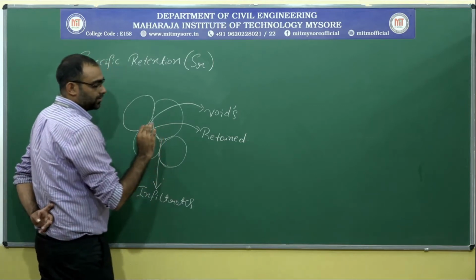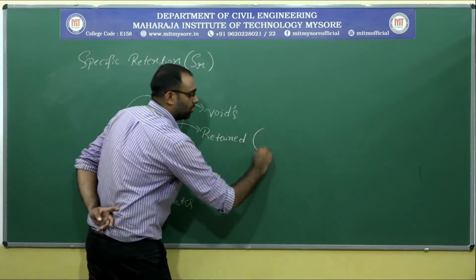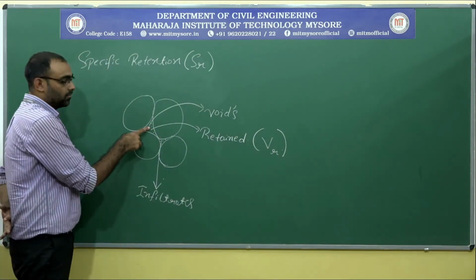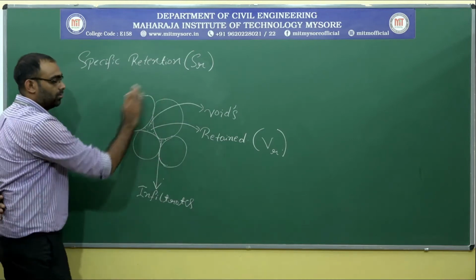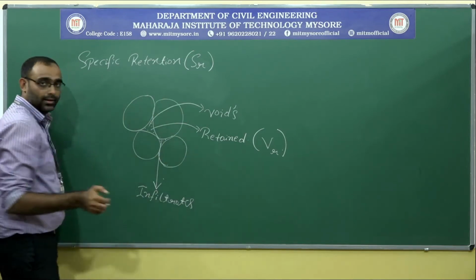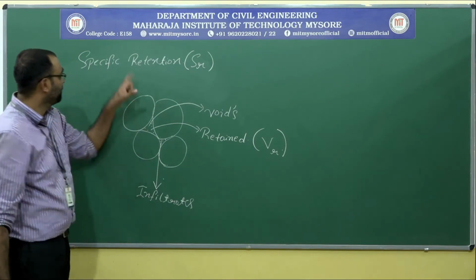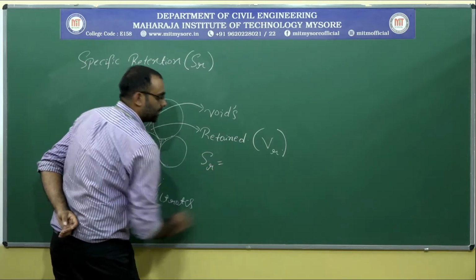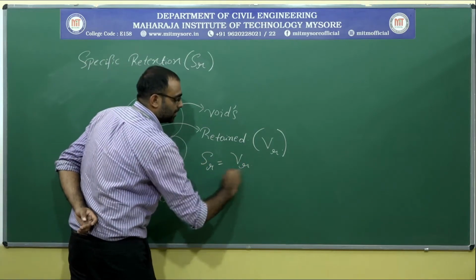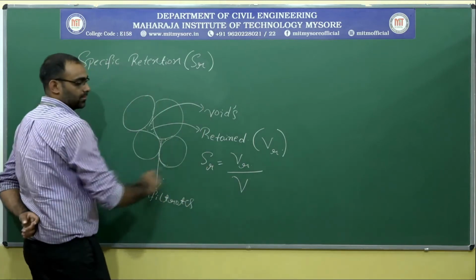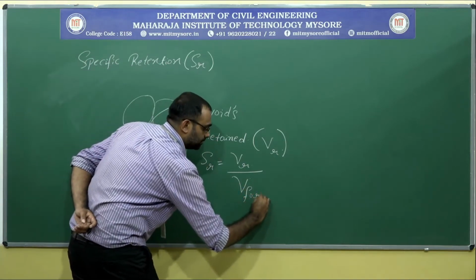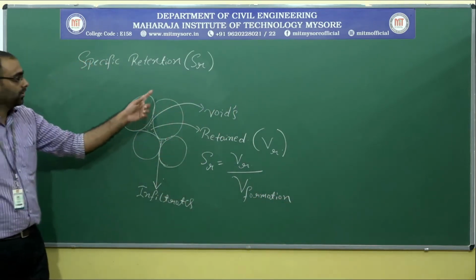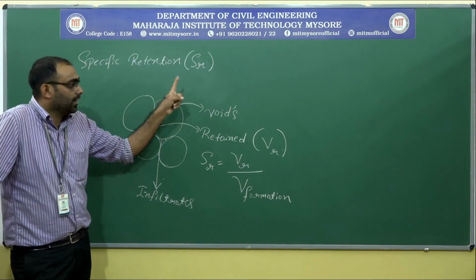So what I will be doing is I will take the volume of the water which is retained in these void spaces to the total volume of this formation, then that ratio will give me the specific retention. Clear? So specific retention is what? The ratio of volume of water retained to the total volume of this formation. So this is one more measurable property of an aquifer. Okay.